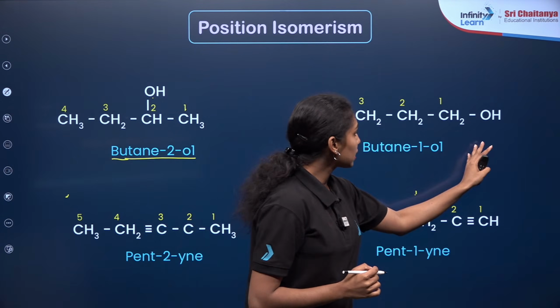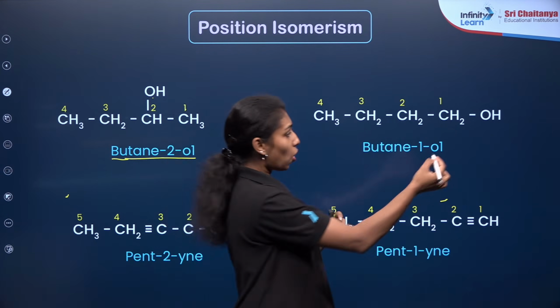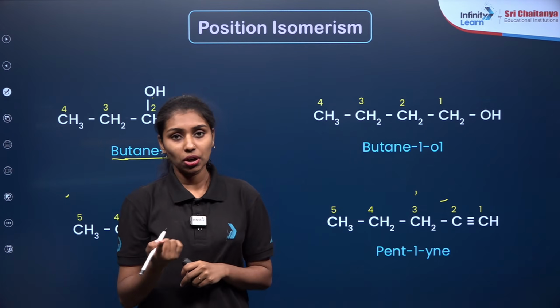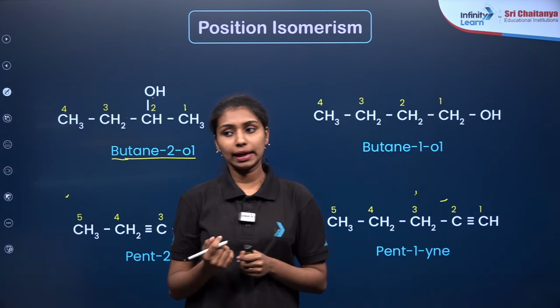Now, what about the case of this one? This is a straight chain compound, so this OH group is attached to the first carbon atom. So the name of this compound will be either butanol or butan-1-ol. Clear?